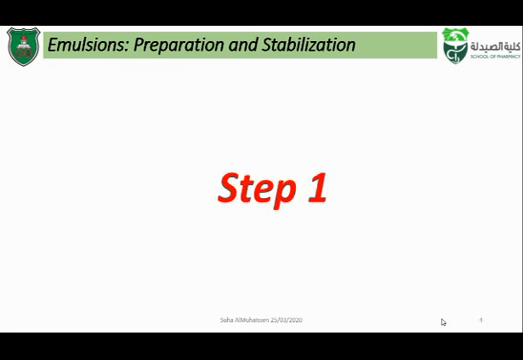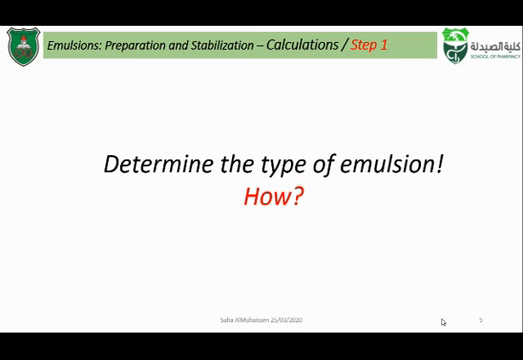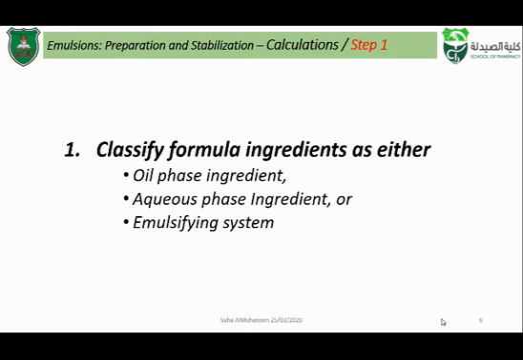First of all, we have to determine the type of emulsion. But how? To do so, we need to classify the formula ingredients. The formula ingredients are either oil phase ingredients, aqueous phase ingredients, or emulsifying system.